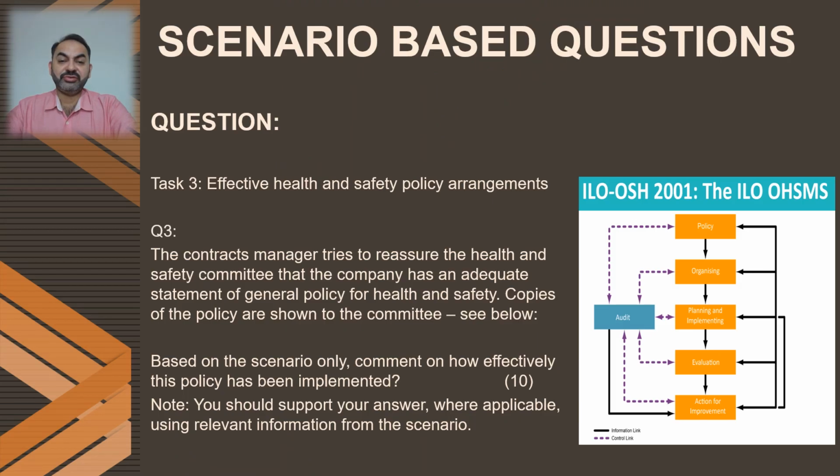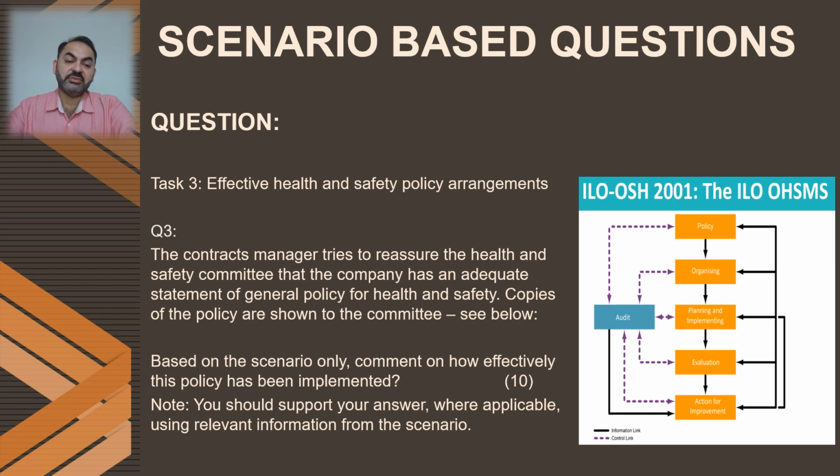So friends, if you look at question number three, task three is effective health and safety policy arrangements. If you remember your syllabus, this is the second element of your IGC 1, in which health and safety management systems are discussed. On the right side of the screen, you can see the extract of the health and safety management system model. The third component of this model is planning and implementation, and this is basically the arrangement section out of which this question came.